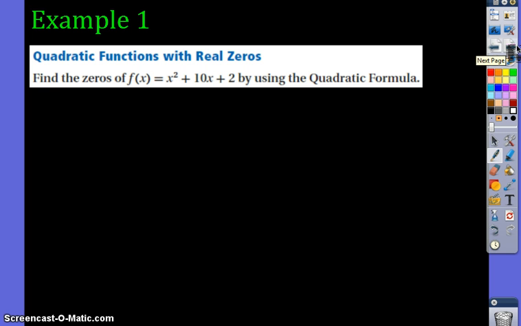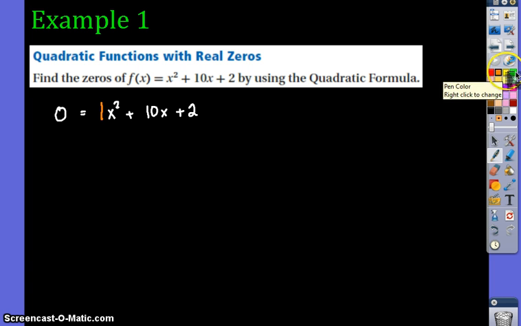So here we go. Find the zeros of x squared plus 10x plus 2. I'm going to start off by rewriting my equation, set equal to 0. So I have 0 is equal to x squared plus 10x plus 2. It is in standard form. We have an ax squared plus bx plus c here. And so our leading coefficient is 1.